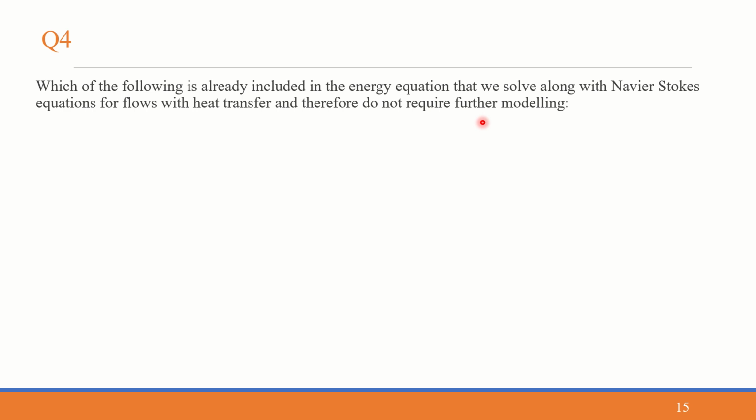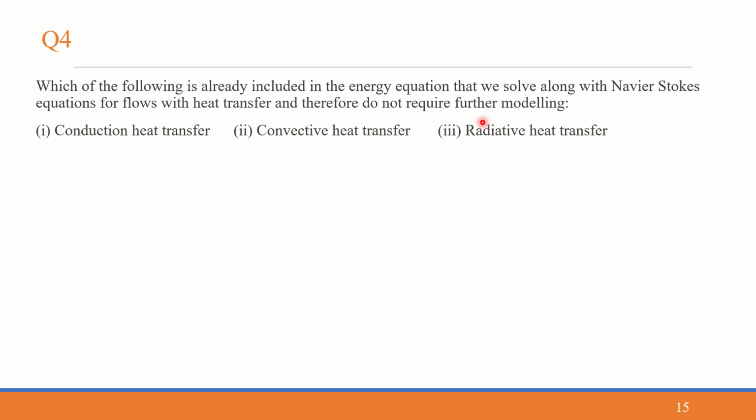So in this question, what is asked is which of the following is already included in the energy equation that we solve with the Navier-Stokes equation, that is in the energy conservation equation for flows with heat transfer. So we do not require further modeling for that. The first one is conduction heat transfer, second is convective heat transfer, and third is radiative heat transfer. So we will see which of the following is already included in the energy equations and we need not do further modeling for that.